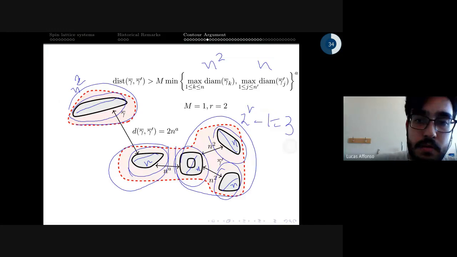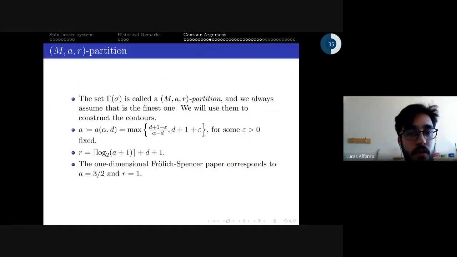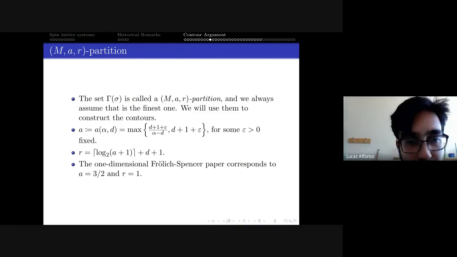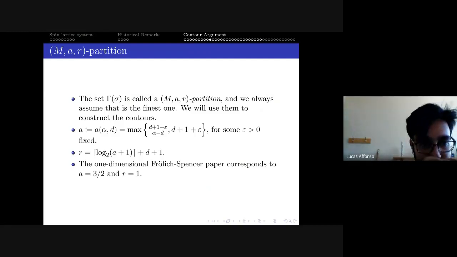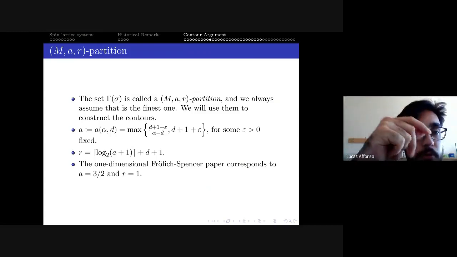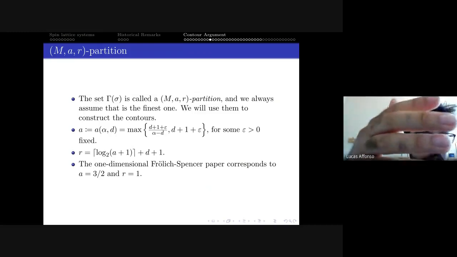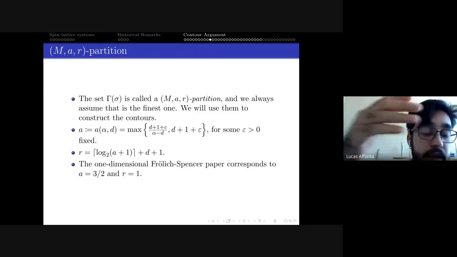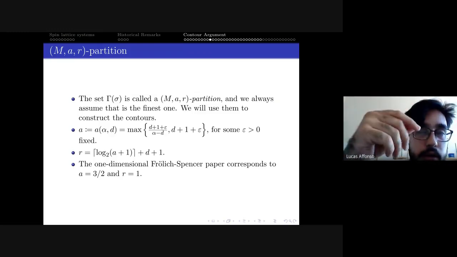Okay, so now we always assume that this MRA partition is the finest one. This means that it should be contained in all the others. Because of course you can say, okay, my partition of the boundary is all of the boundary. So of course it's an MRA partition, but it's of no use for you. So we assume also the finest partition, and we will show that you can construct a non-trivial one.